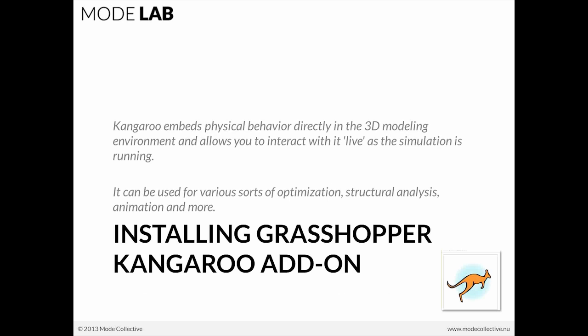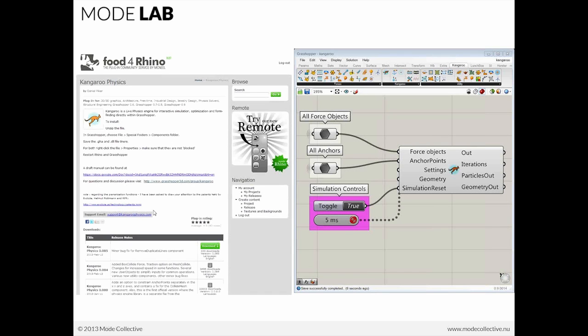Okay, so let's go ahead and install the add-on Kangaroo for Grasshopper. This will be a way for us to make sure that we have the current version, as well as use all of the additional objects in Grasshopper from Kangaroo that allow us to embed physical behavior into our modeling environment, and also interact with it live as the simulation is running, right? The Kangaroo website says that it can be used for various sorts of optimization, structural analysis, animation, and more. So we'll be using simulation, which relates to some of those things, and we'll also be focusing on animations here near the end of the course.